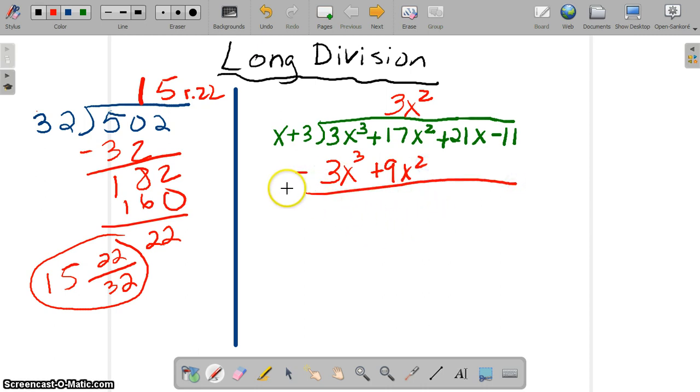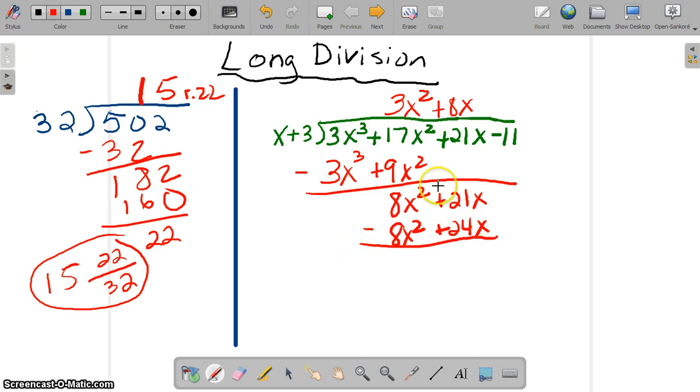Okay? So when we subtract, that is 0. When we subtract 17x squared minus 9x squared, we get an 8x squared. And we're going to bring down the 21x. Alright, next step. X goes into 8x squared 8x times. Okay? So 8x times x is 8x squared. 8x times 3 is 24x. And then we subtract. That's 0. And this ends up being a negative 3x. Bring down the minus 11.